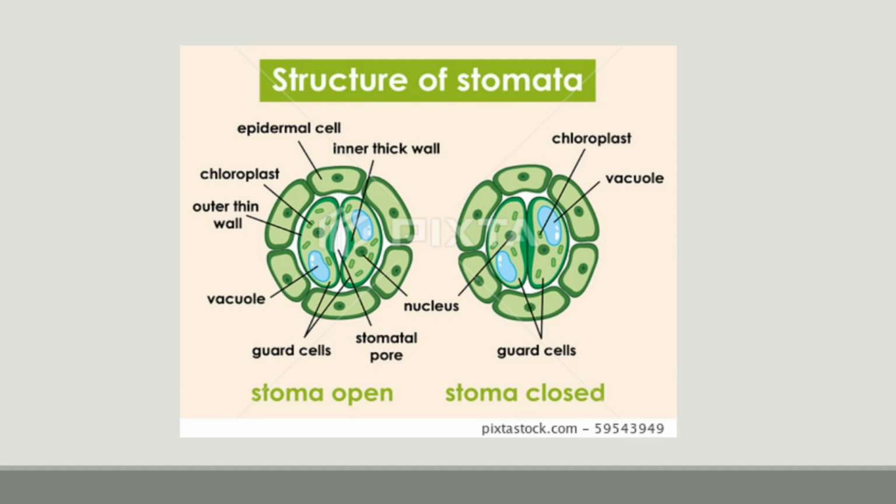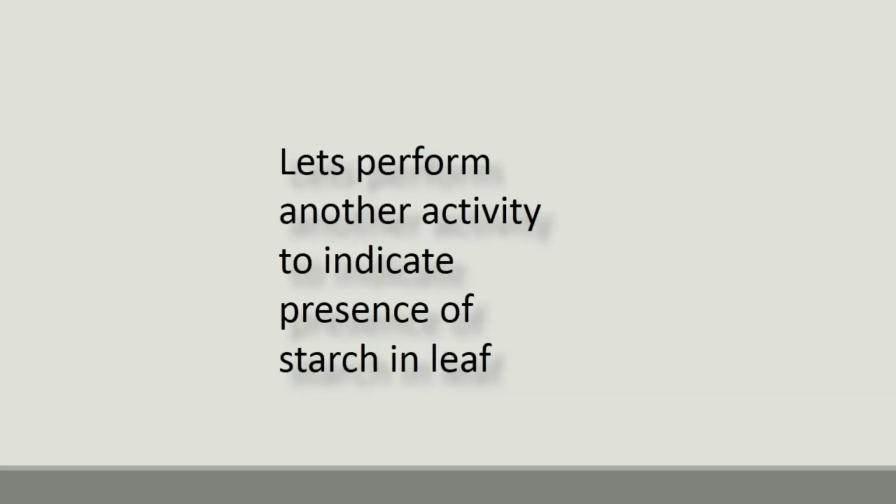Now in the following image, you can very clearly see stomata opens during the daytime so that carbon dioxide can easily enter inside the cell or inside the leaf, while at night stomata gets closed so that there is no gaseous exchange. Now let's perform another activity to indicate the presence of starch in leaf.